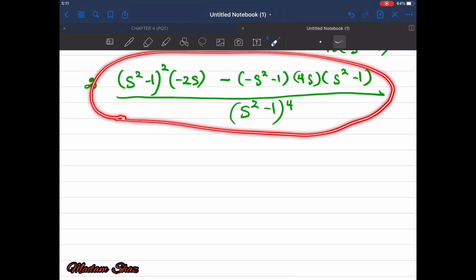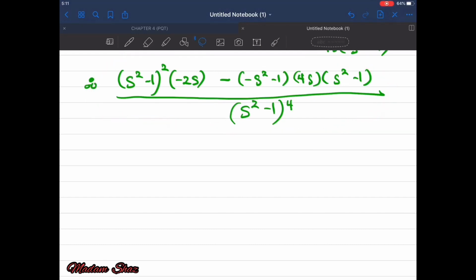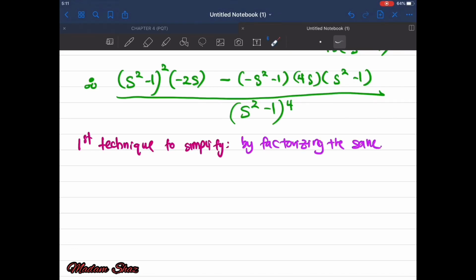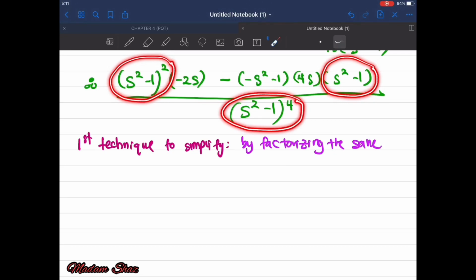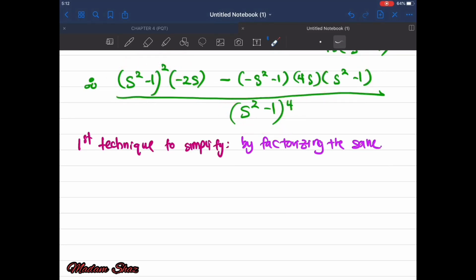Okay, so there are two methods on how to simplify. I will show you the first method. For the first technique, we can simplify by factorizing the same term. If you can see here, you have the term s squared minus 1 here, and also s squared minus 1 at the denominator. But the powers are not the same: for this one power 4, this one power 2, and this one power 1. So how do we factorize if the powers are not the same?